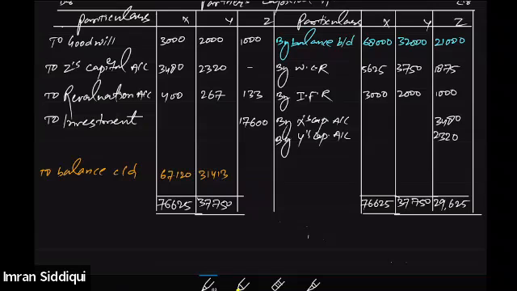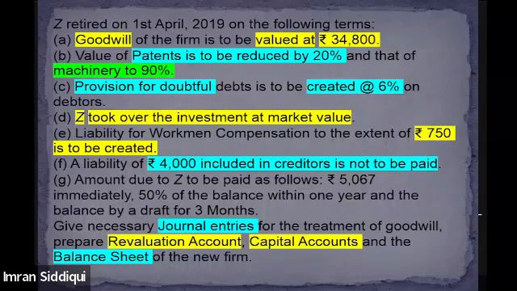Now see, in case of Z, we are not going to find out the closing balance. Since Z is retiring, so we will have to pay Z. Now comes the point G, adjustment G. See, it says that amount due to Z to be paid as follows: 5067 immediately, and 50% of the balance amount within 1 year, and the balance by draft for 3 months. All right, so what does this actually mean? Whatever the amount due to Z, let's first of all figure out the amount due to Z.